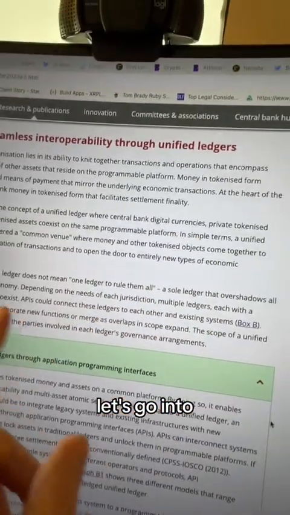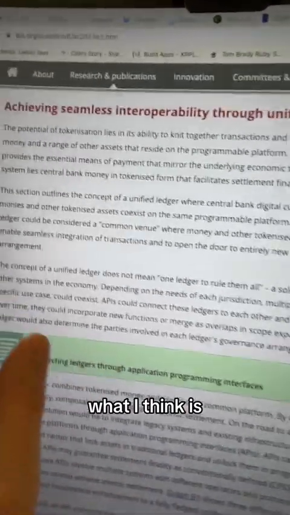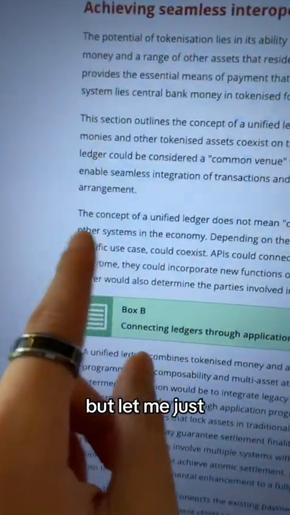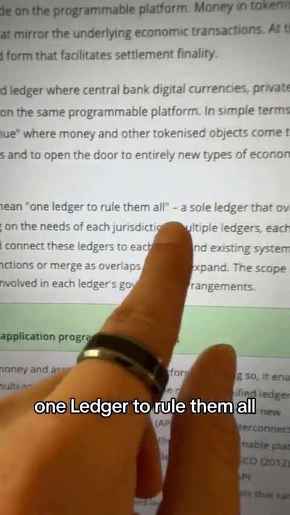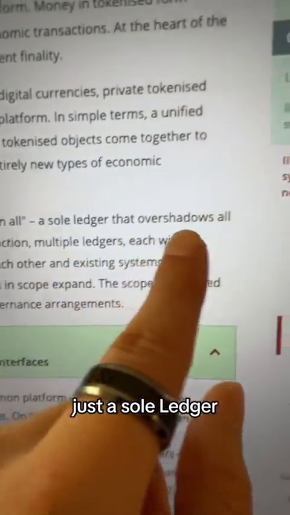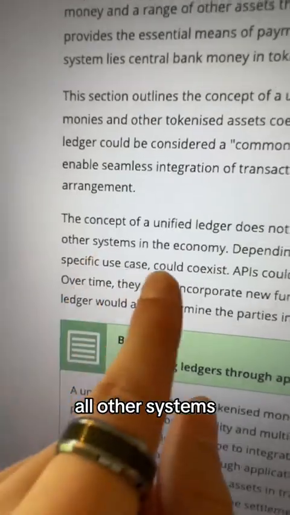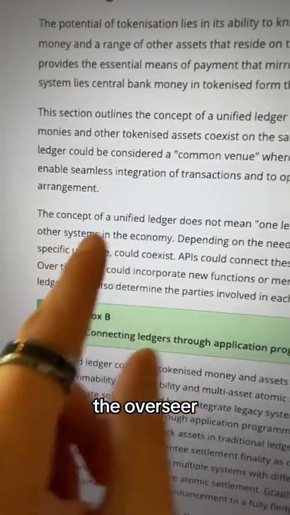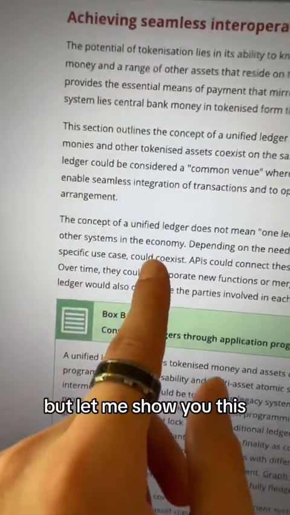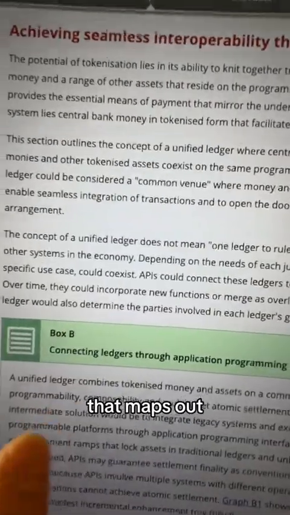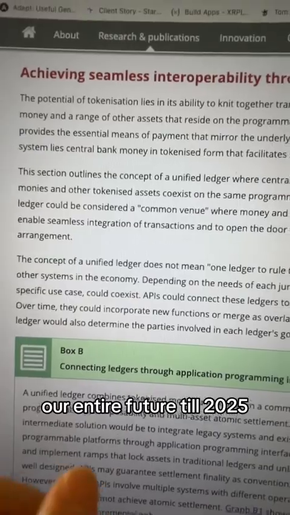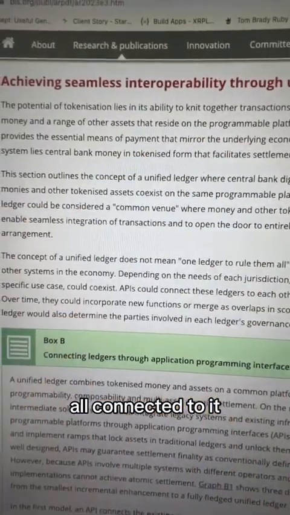So now let's go into what I think is taking form right now. But let me just go through this. The concept of a unified ledger does not mean one ledger to rule them all, just a sole ledger that overshadows all other systems in the economy. So it's like the overseer ledger. But let me show you this PDF document from 2017 that maps out our entire future till 2025 and how this is all connected to it.